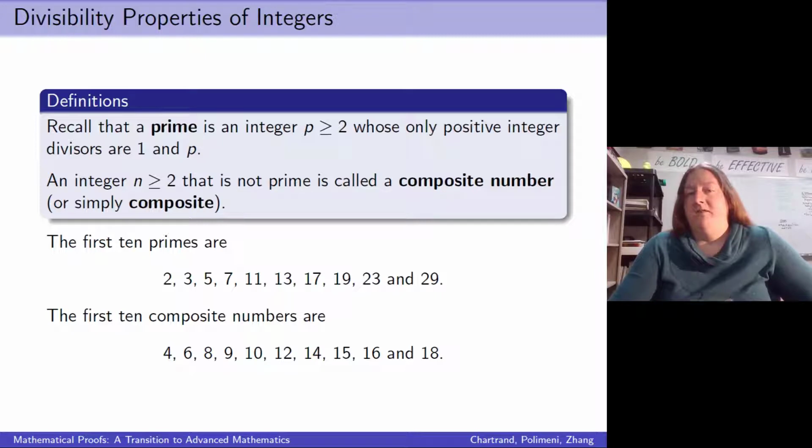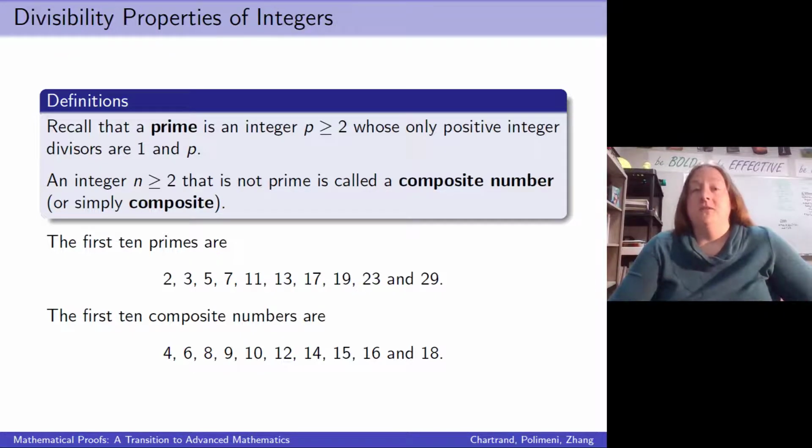The idea that we have prime numbers. Prime numbers are positive integers whose divisors are only one and itself. And also the idea of composite numbers. A composite number is any number that is not prime. That is, it has divisors other than one and itself.